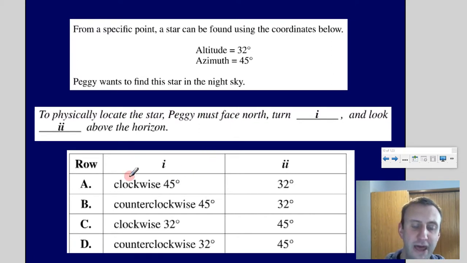So we know that Peggy would have to turn clockwise, so these are the only two possible answers. Okay, the direction is the azimuth, so I'm looking at clockwise 45 degrees, which actually right now puts us on row A already. And then altitude is 32 degrees above the horizon. So the answer would be A. That's where Peggy has to look. Good job, Peggy. You found it.